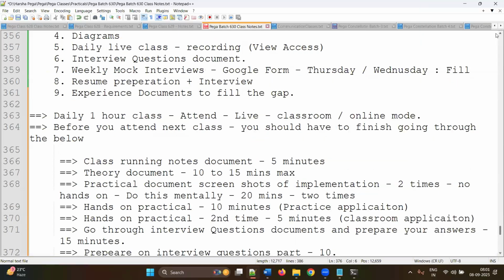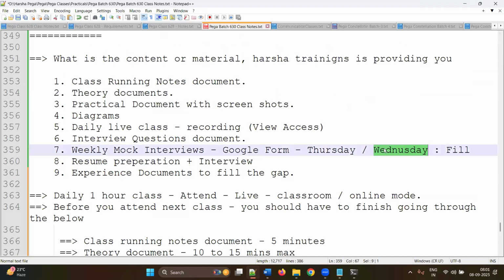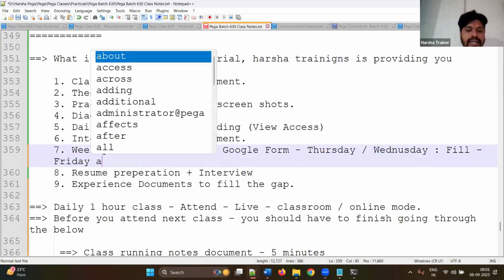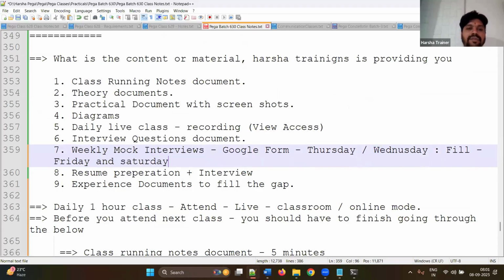A Google form will be shared and we need to fill it on Wednesday or Thursday, and then interviews will be scheduled on the weekends. Fill the form on Wednesday, Thursday; the interviews will be conducted on Friday and Saturday. We will only call you. You don't have to call us because you gave your number, right? And the time schedule also will be there. Choose your time as per your schedule. At that time, you will receive a call definitely.